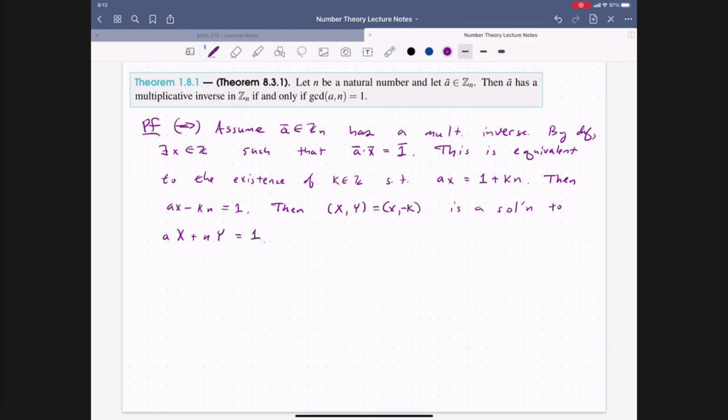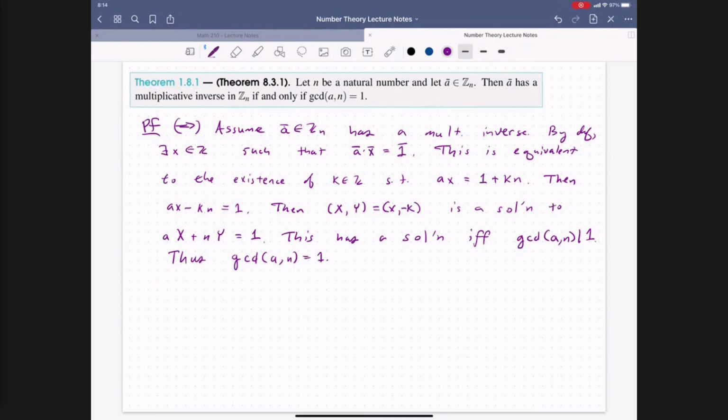But this has a solution if and only if the GCD of a and n divides 1. And so this is one of the things we proved for solutions to linear Diophantine equations. But the GCD is a positive integer. Well, specifically a and n are not 0, so we have in this case that the GCD of a and n is 1. And so that shows the forward direction.